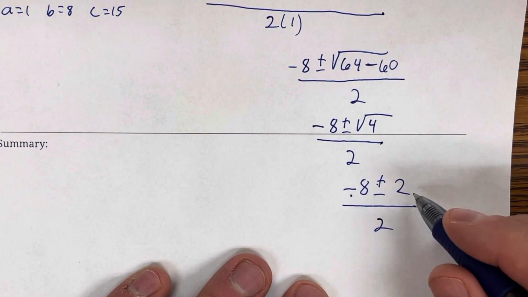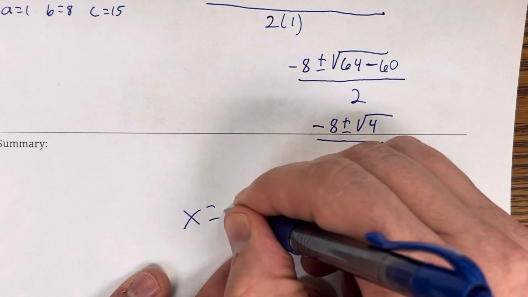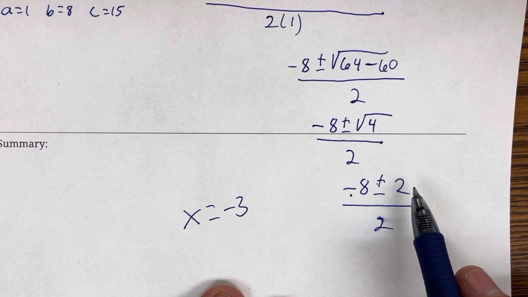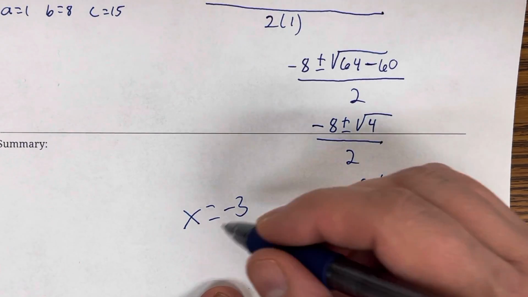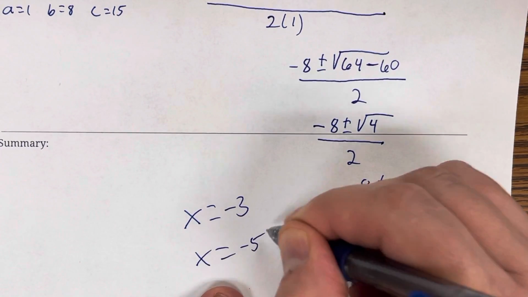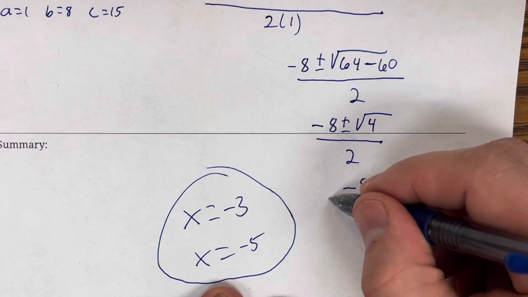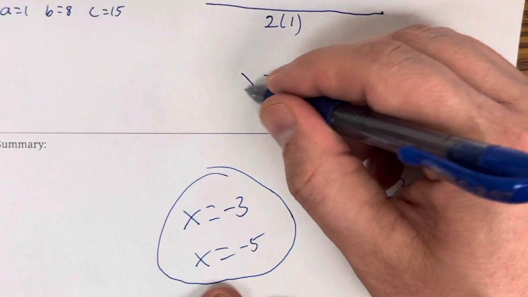So that would be negative 6 divided by 2. X is equal to negative 3. Then we have to do negative 8 minus 2, which is negative 10. Negative 10 divided by 2 is negative 5. So those are our two solutions. And that's always equal to x.